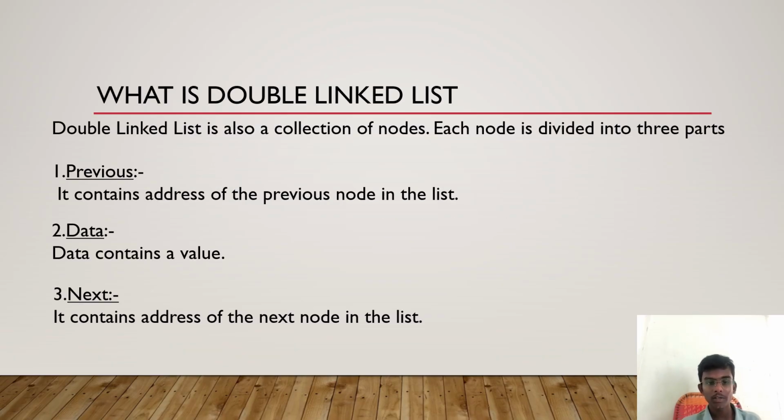Before going to this topic, what is a double linked list? A double linked list is also a collection of nodes. Each node is divided into three parts. The first one is previous. It contains the address of the previous node in the list. Data contains a value like an integer value. Third one is next. It contains the address of the next node in the list.